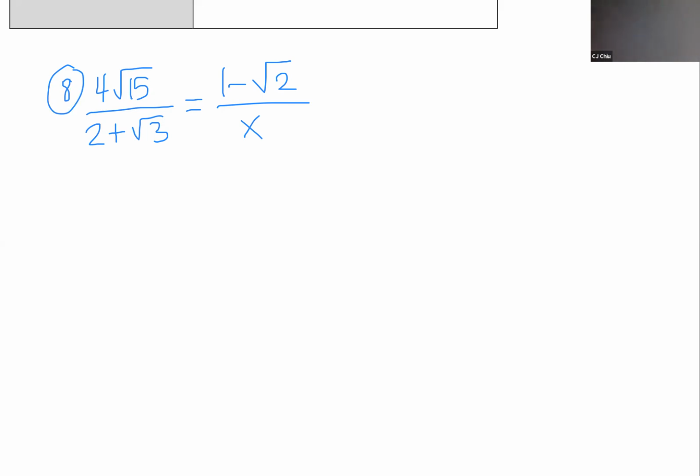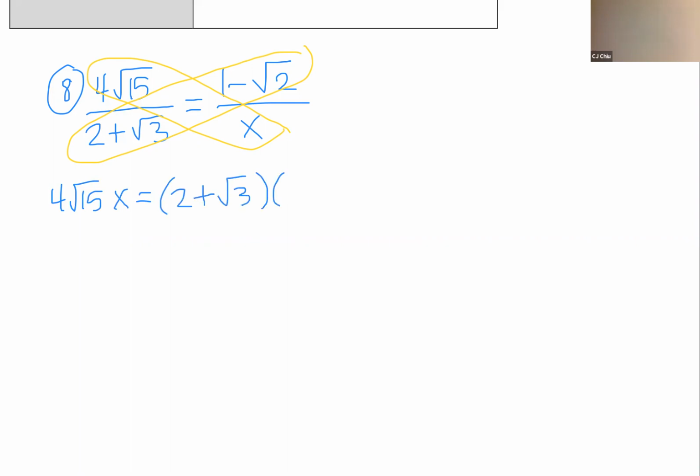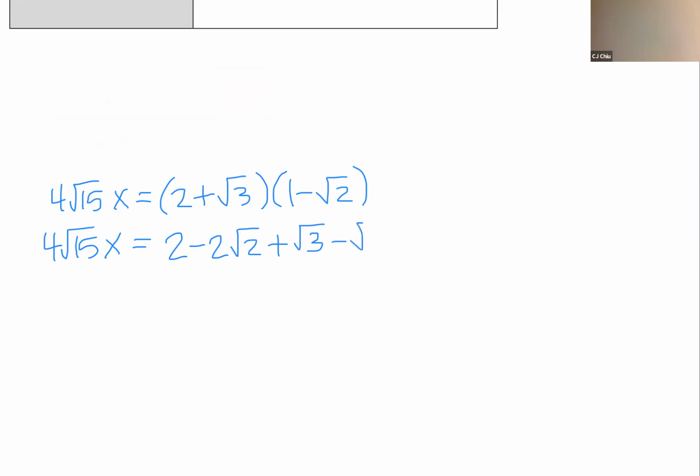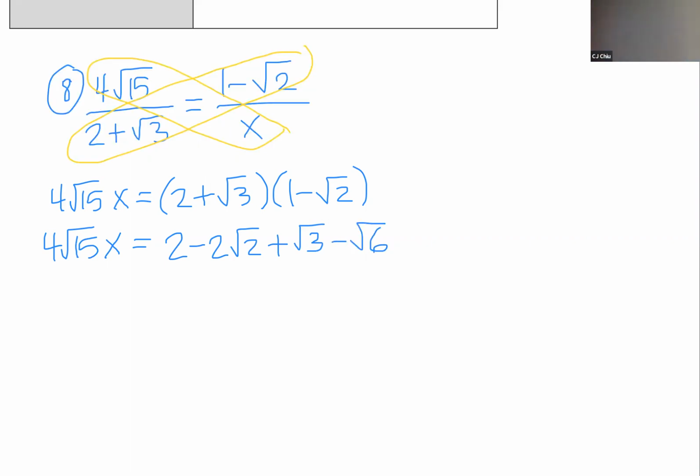So we will FOIL these and then just put these together, okay? So 4 square root of 15x, and then FOIL 2 plus square root of 3, 1 minus square root of 2, okay? So 4 square root of 15x equals, FOIL gives you 2 minus 2 square root of 2 plus square root of 3 minus square root of 6, okay? Notice that you can't do anything with the right side, square root of 2, square root of 3, square root of 6, so that stays.